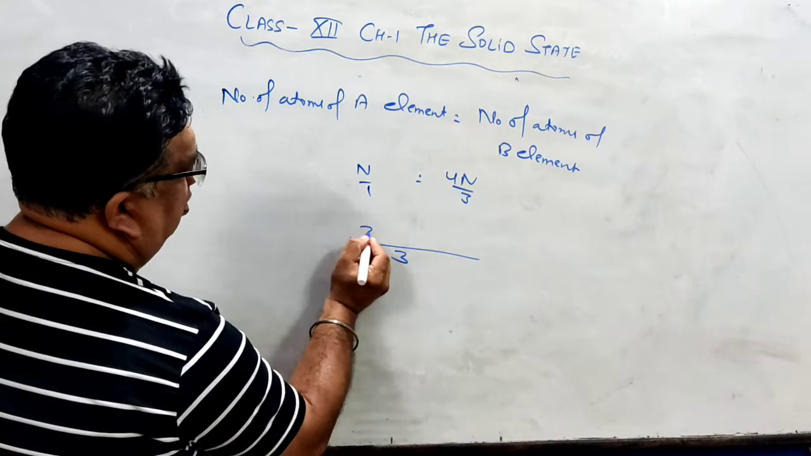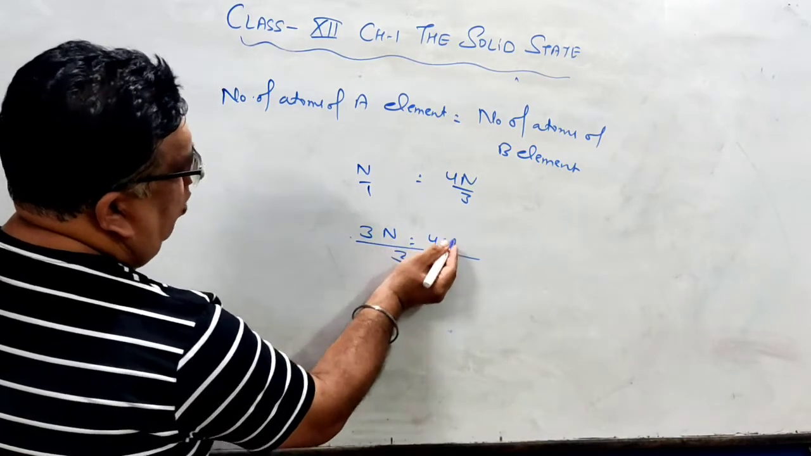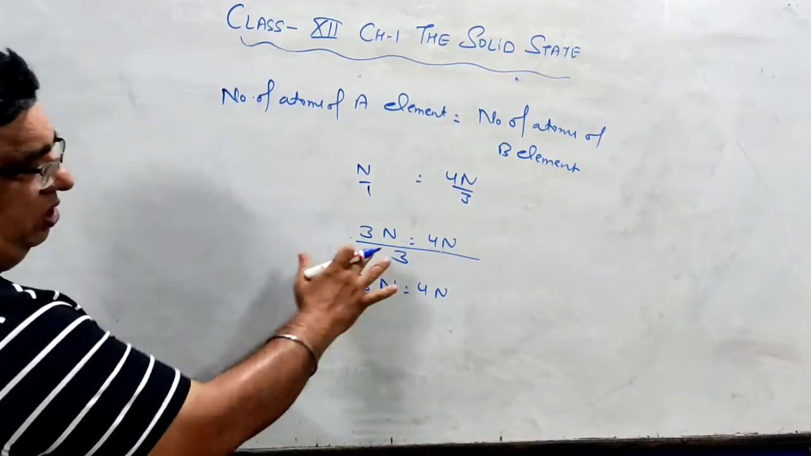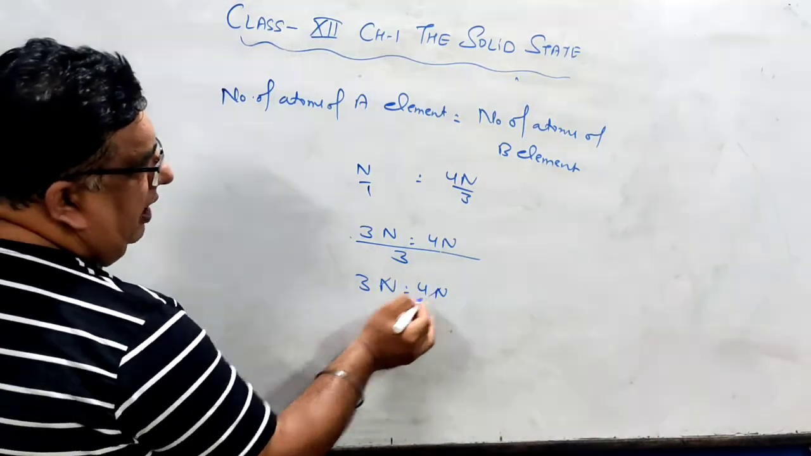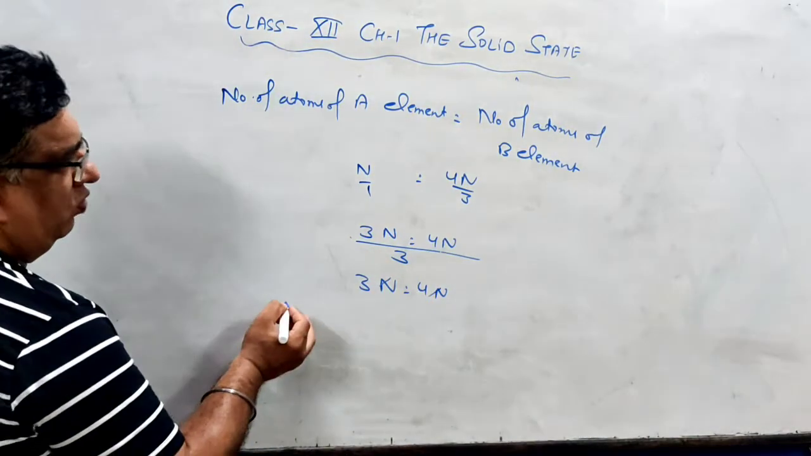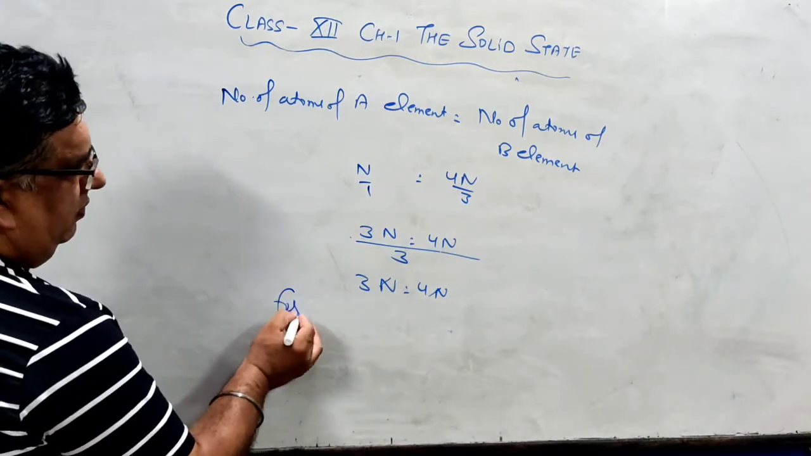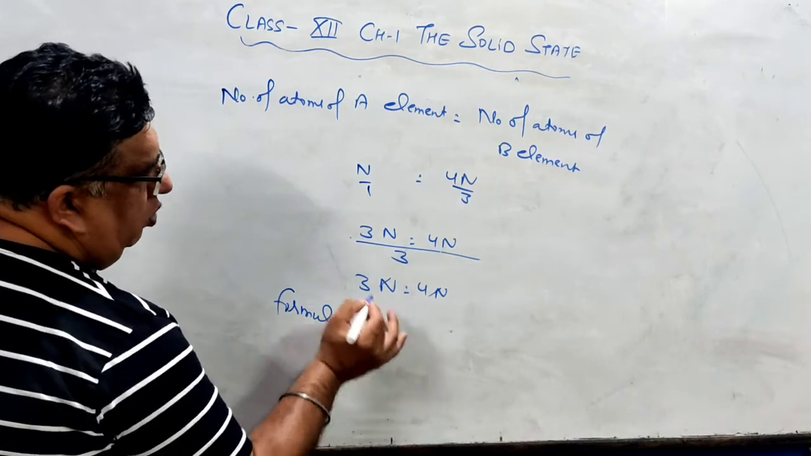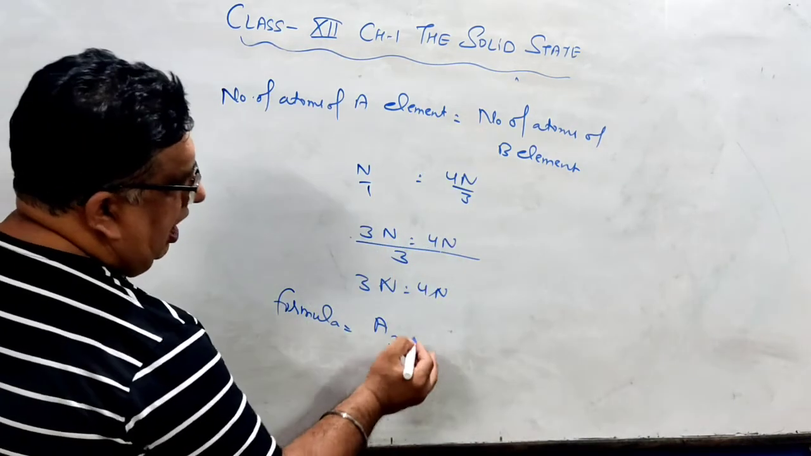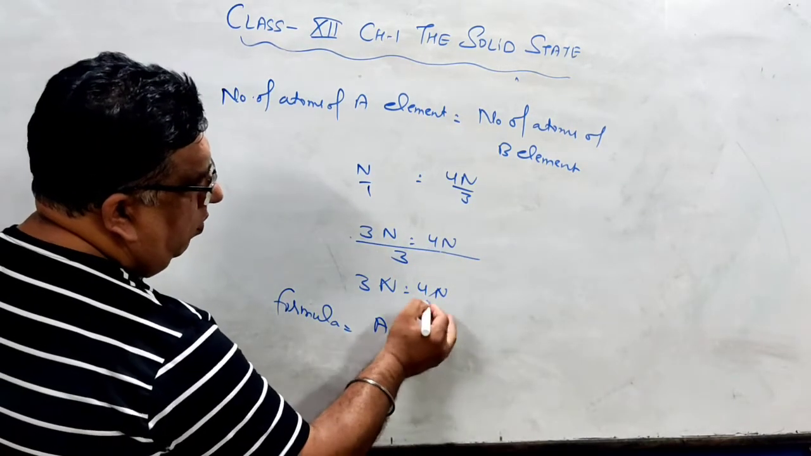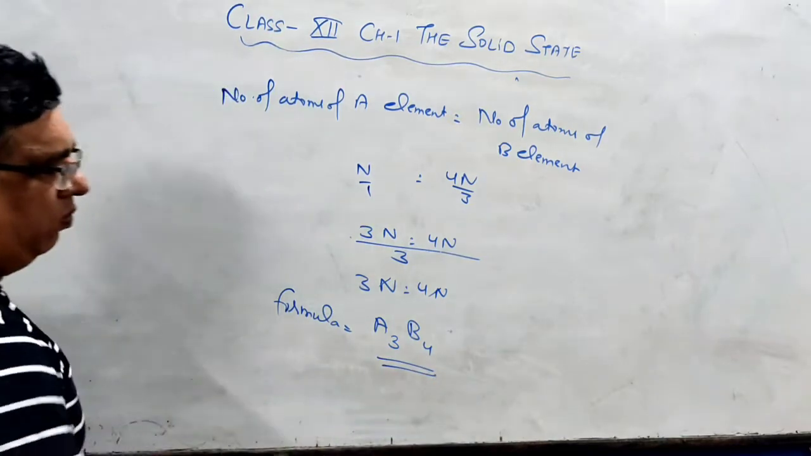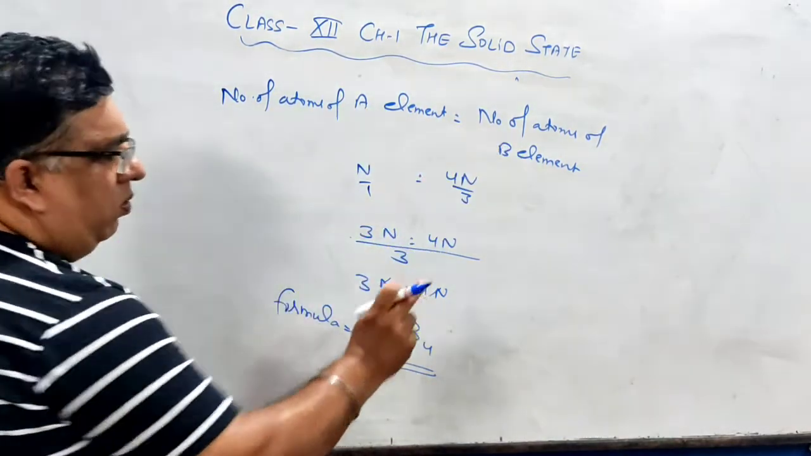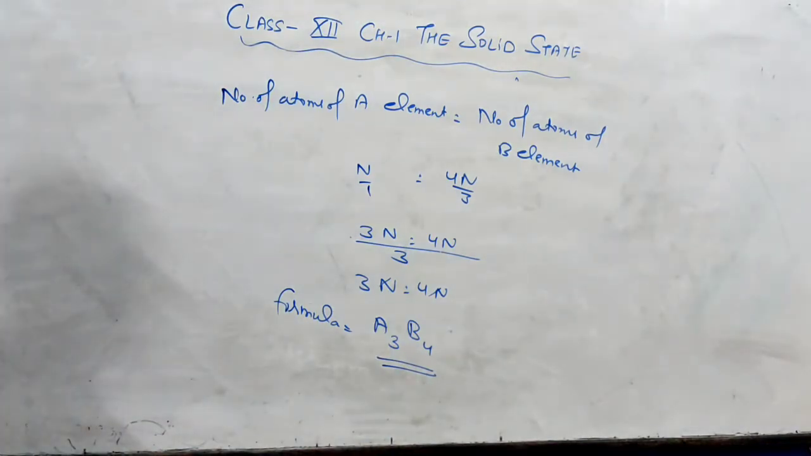सोल्व करेंगे, 3n रेशियो 4n, n कैंसिल करेंगे। सो रेशियो क्या आएगा, 3 रेशियो 4. And formula is: first element is A, total number of atoms 3. Second element is B, total atoms 4. So this is A3B4. So this is the formula of compound.